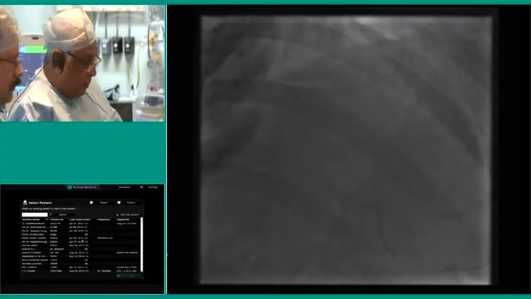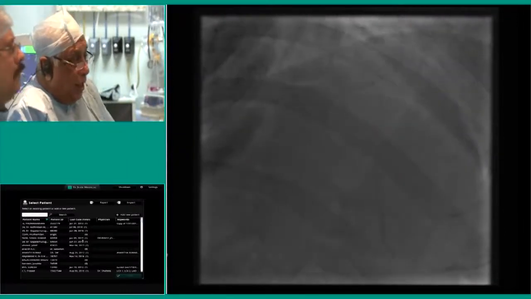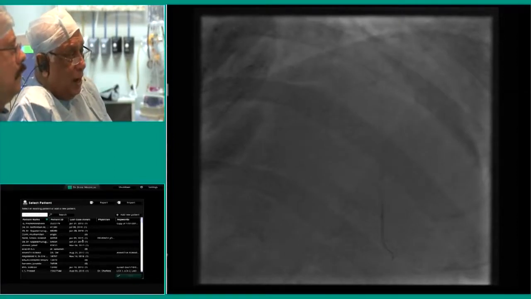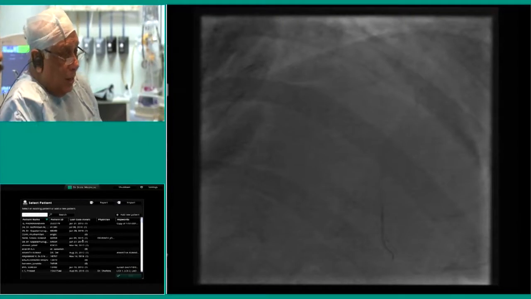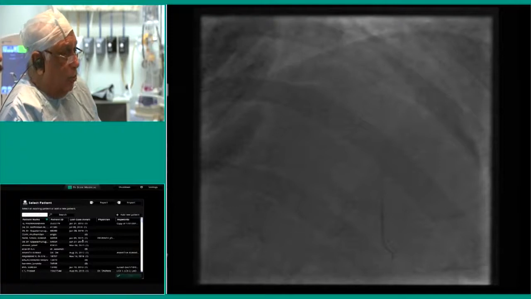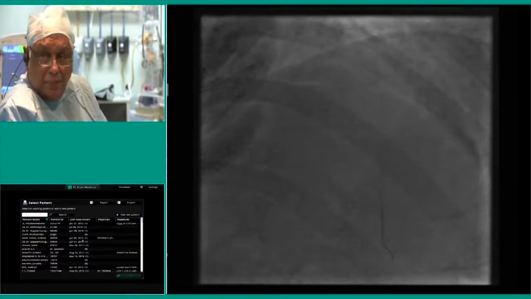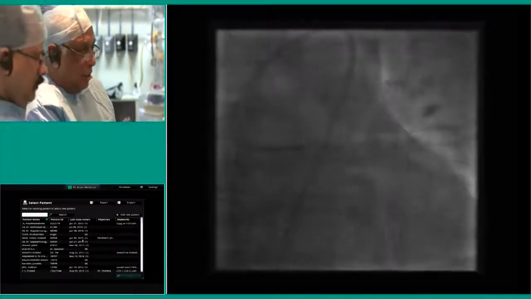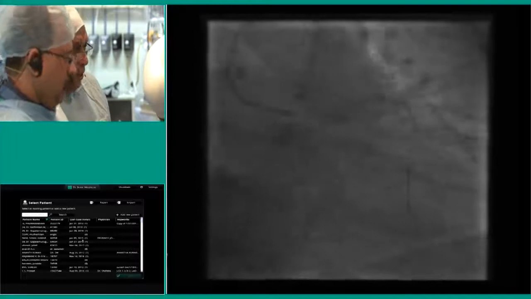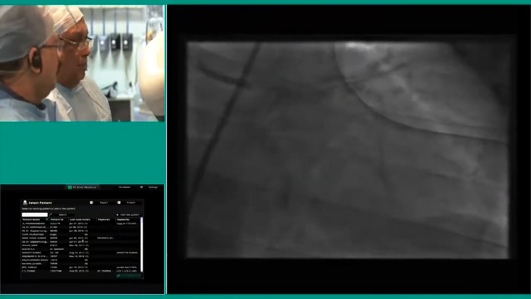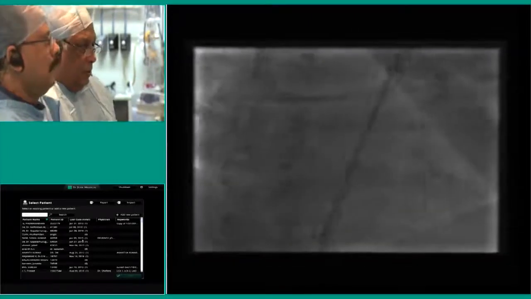I did not take a picture because the guiding catheter we selected was one size bigger than what they had selected earlier. It was an EBU 3.5, now I have taken an EBU 4. Come to AP. Give me a test. Plain AP. Okay, I'll take a picture.